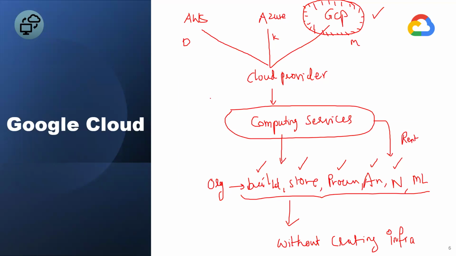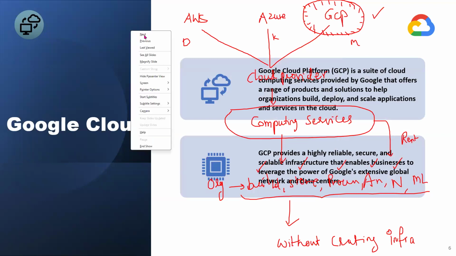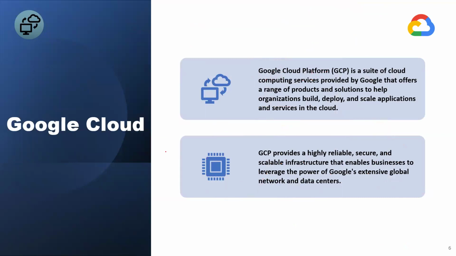Sir, can you show me the definition? So this is the definition, sir. Google Cloud Platform is a cloud computing service provider that provides a range of products and solutions for organizations to build and deploy solutions and services in the cloud. Cloud computing services are provided by Google that offer a range of products and solutions to help organizations build, deploy, and scale applications and services in the cloud.